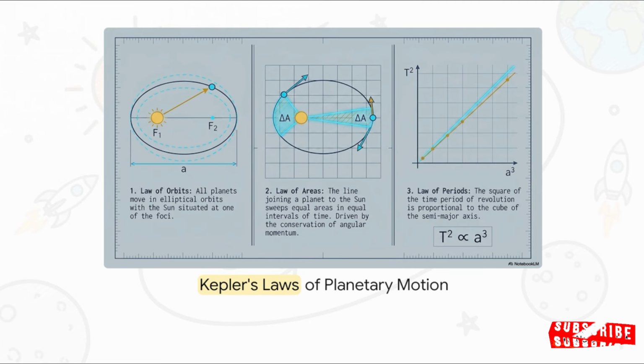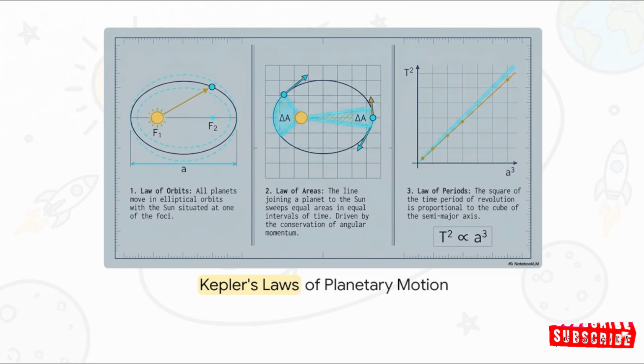First, the law of orbits. Planets do not move in perfect circles. Actually, scratch that. They move in elliptical orbits with the sun situated right at one of the focal points. Second is the law of areas. Imagine a line joining a planet to the sun. That line sweeps out equal areas in equal amounts of time. Basically, planets whip around a lot faster when they get closer to the sun.